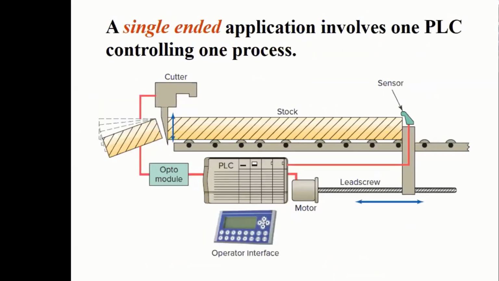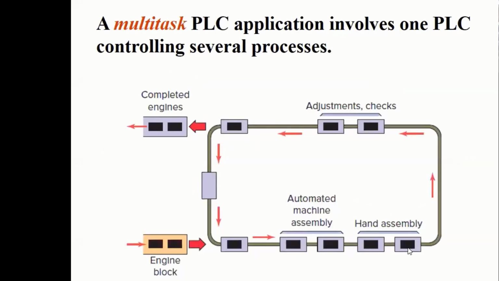All right, single-task applications. It's one PLC controlling one process. And again, this is typical of individual machines. You can have a machine that will have a PLC, rather than a production line where you're going to have networked PLCs that are going to be talking to one another. So that's an example of a cutting operation. And you can see the PLC, operator interface, motors, output modules, the stock, the sensor, and so on and so forth. All right, there is a multitask PLC.